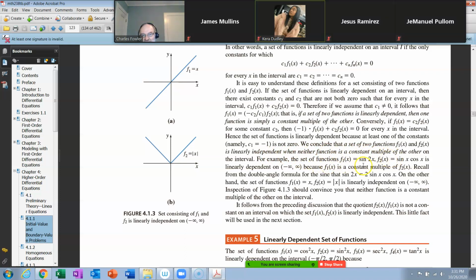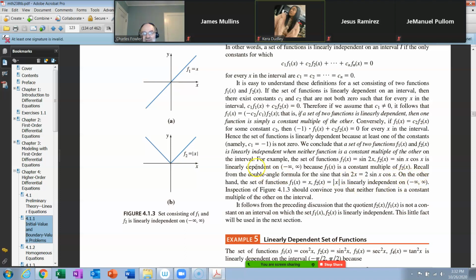Now here's an example. F1 could be the sine of 2x. F2 could be sine of x times cosine of x on some interval. Guess what? F1 sine of 2x and F2 sine x cosine x are linearly dependent on -infinity to infinity, because sine of 2x is twice the sine of x times cosine x. So that's a multiple. This is a trig identity. And because this is a multiple of that, that must be a linearly dependent set.